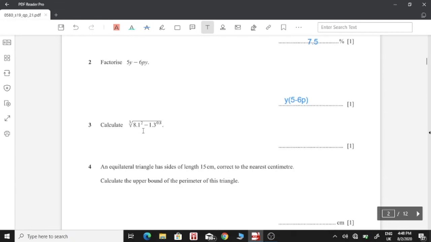Calculate the cube root of 8.1 squared minus 1.3 to the power of 0.8, and we simply calculate this in our calculators and get the answer as 4.01.